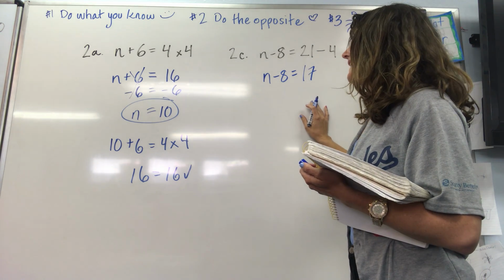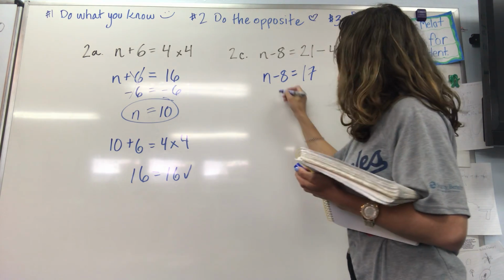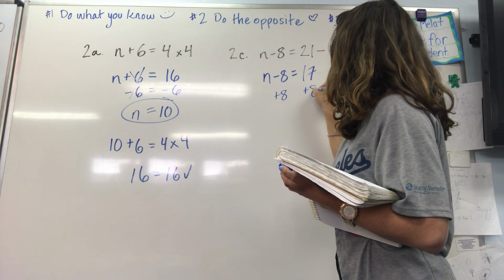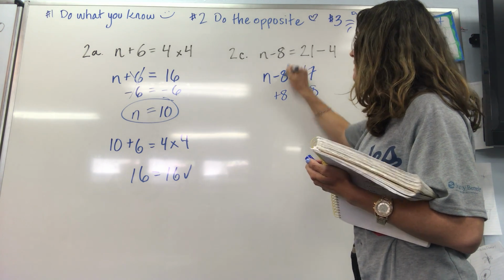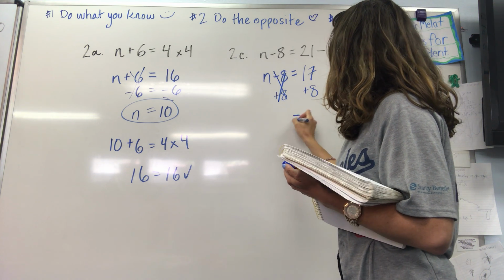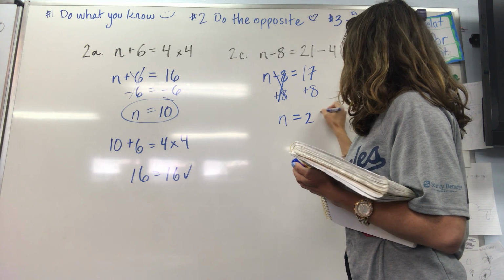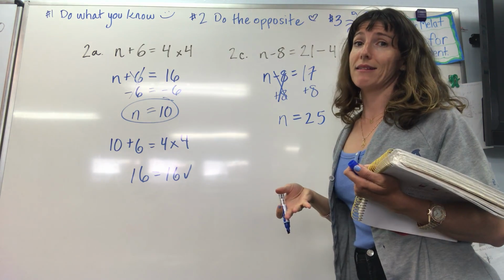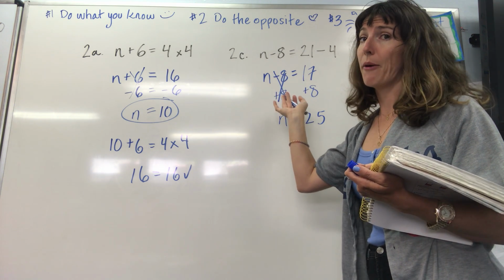Okay. And then I do the opposite, and I spelled it right. The opposite of minus 8 is plus 8. I do the copycat on both sides, and then I cross it out. And I go n is 17 plus 8, which is 25. And then I replace it. I think it's 25, and so I'm going to try it out.